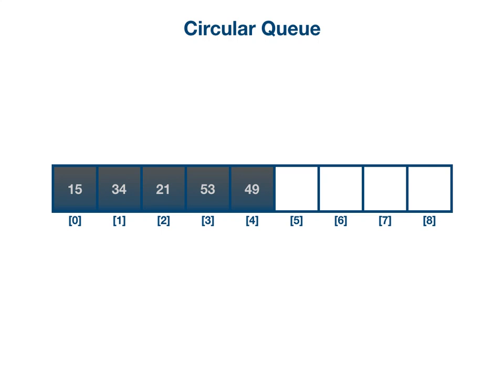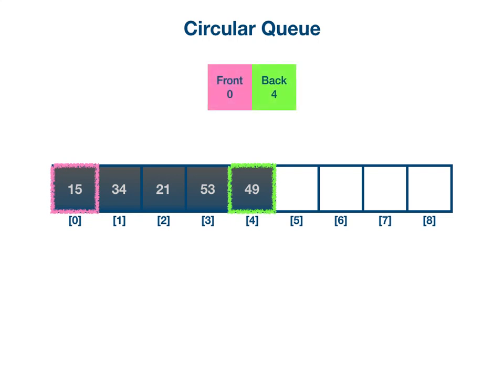Circular queues make this process short by first keeping track of the index of the front value and the back value. Now note that with a regular queue, the front value is always going to be at index 0. With a circular queue, however, that's not always the case, and here's how.